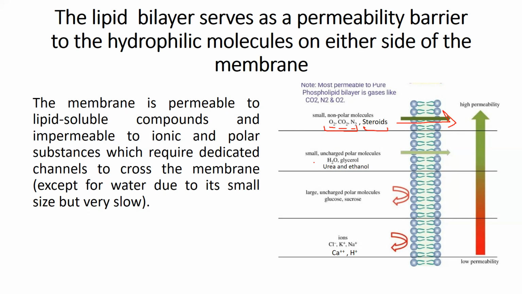Other molecules that are small but polar have limited permeability. They can cross the membrane, but very limited, like water can cross, but very limited. Urea, ethanol, these molecules do cross the membrane, but to a certain extent.